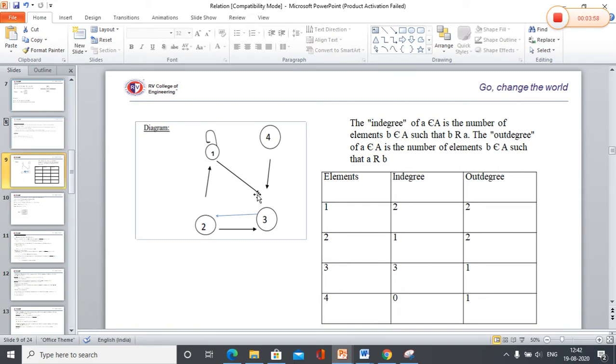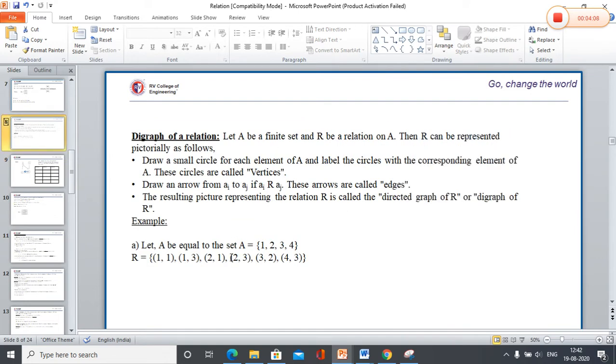Now how am I going to draw the edges? Edges are nothing but what connect the vertices. So here, based on the ordered pairs, 1, 1 means there will be an edge from 1 to 1. 1, 3 means there will be an edge from 1 to 3.